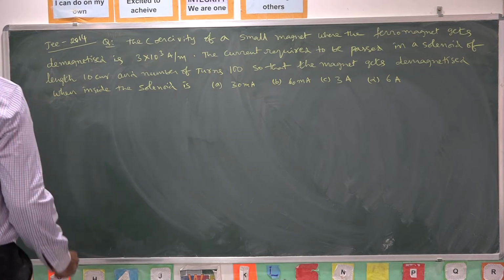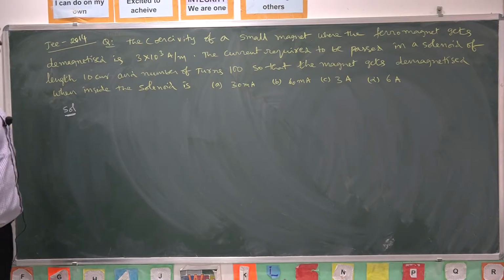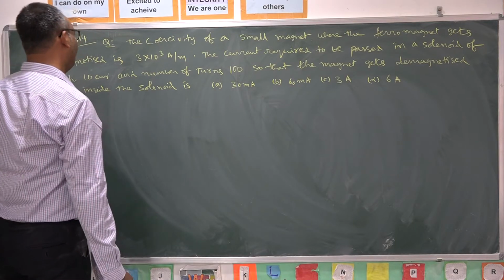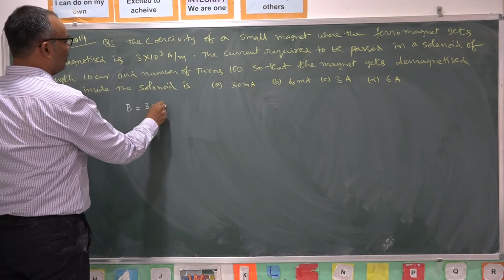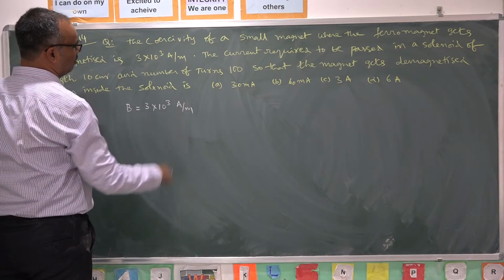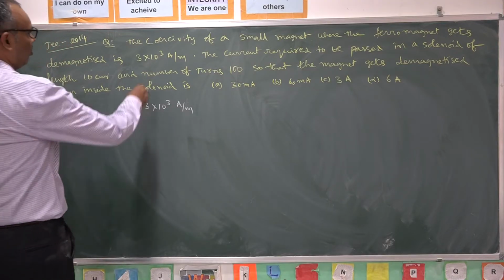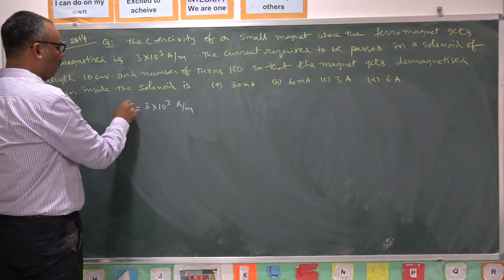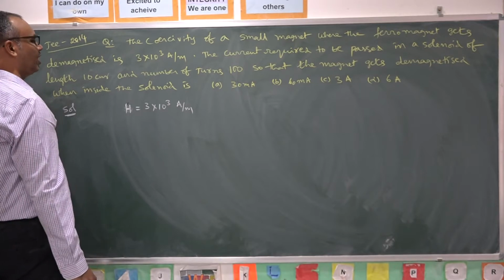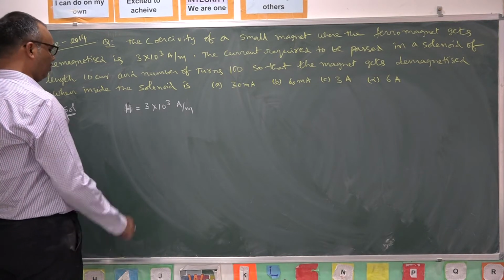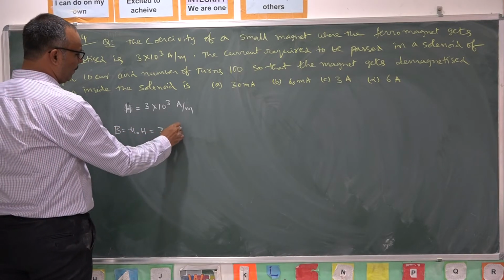The solution is very simple. Coercivity means the reverse field that you should apply to remove the residual magnetism. So the field you are applying is 3 into 10 cube ampere per meter. What are the units? Is it B value or H value? I think it is H value. The reverse magnetizing field that should be applied to remove the residual magnetism is the coercivity. You know that B is equal to mu naught H, that is equal to 3 into 10 cube.